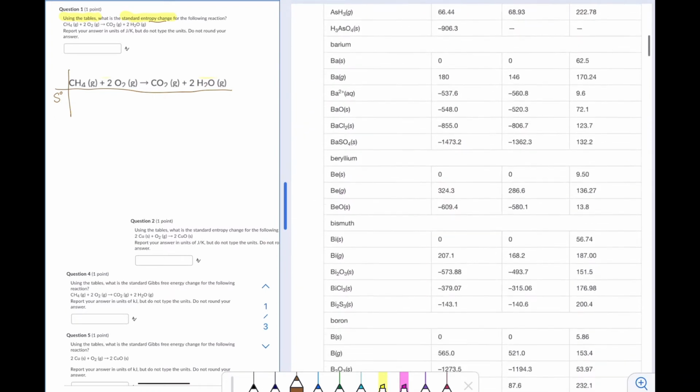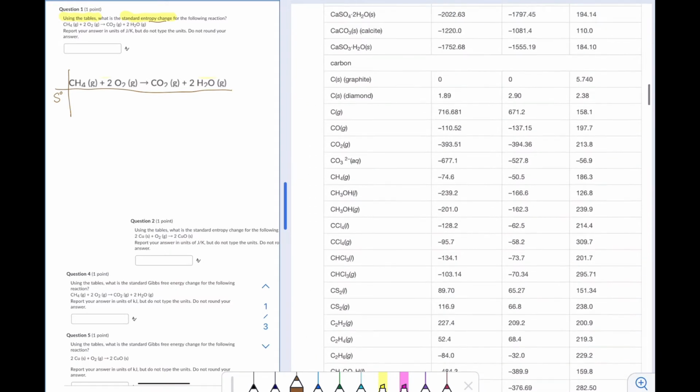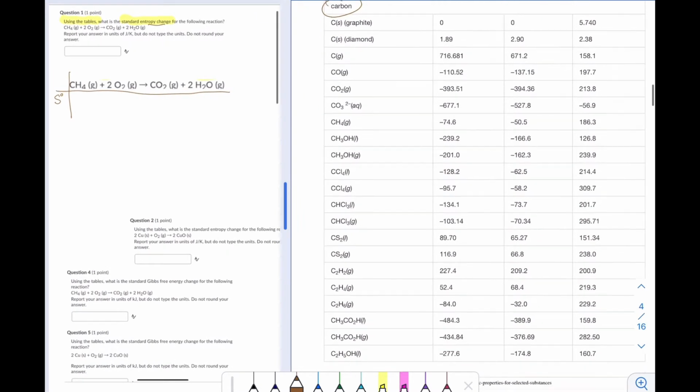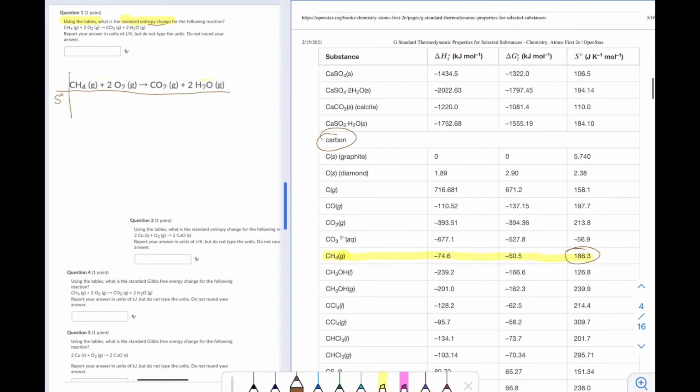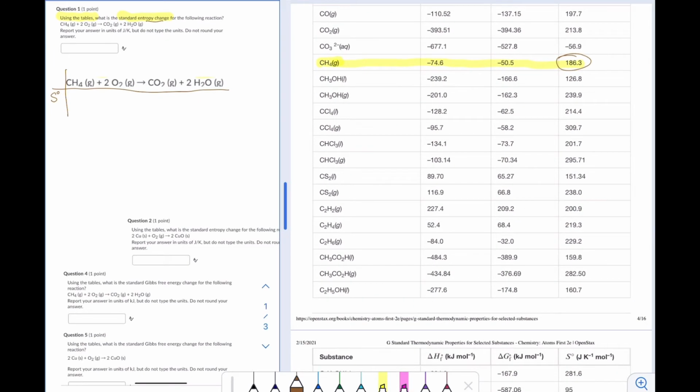This is arranged alphabetical by element, so I'm going to scroll down to carbon. All right, there's my carbon, and I'm going to find CH4 gas. I do want to pay attention to the state, because sometimes you find the same substance as a gas, a liquid, or a solid. I want to grab the gas, and in that third column where my third law entropies are, the value for CH4 is 186.3.